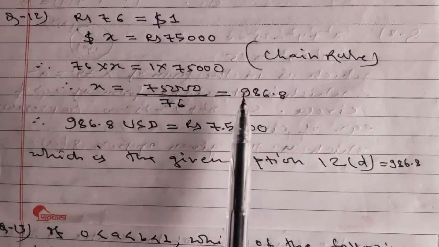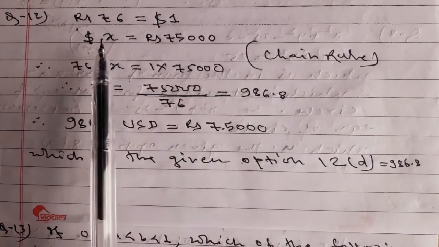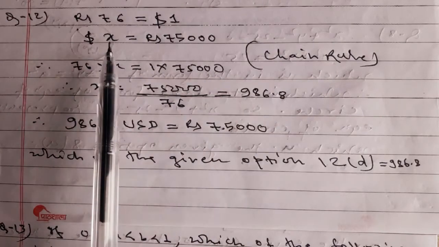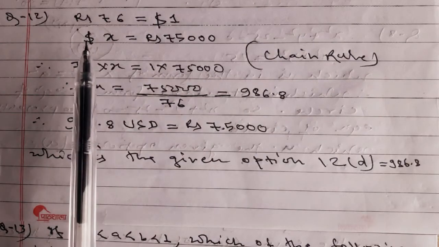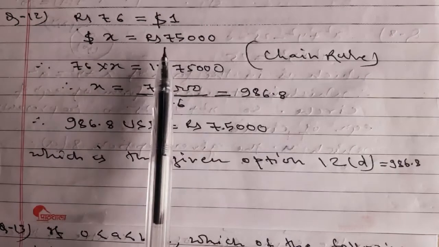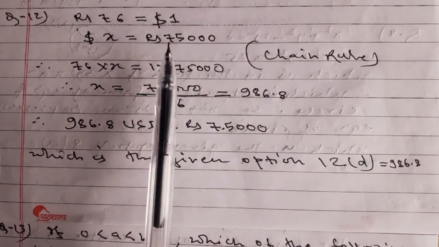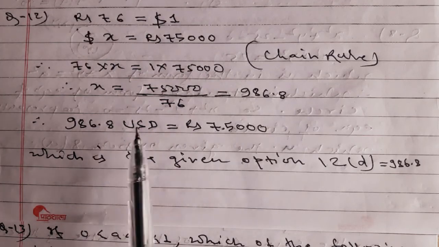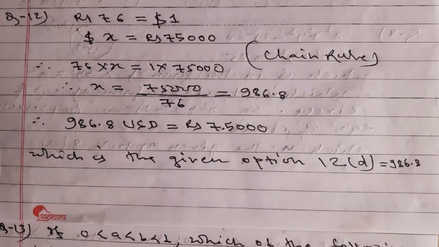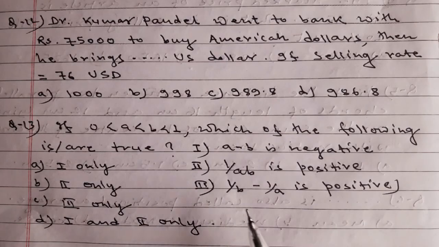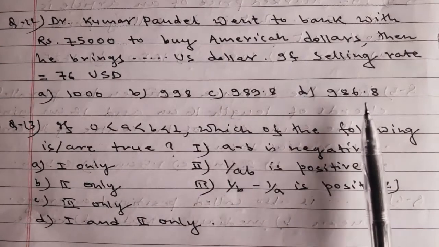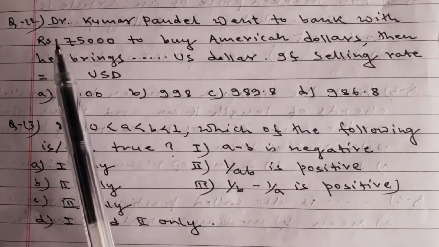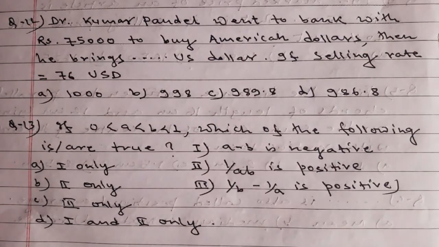X means $986.8. So the value of x is $986.8. $986.8 is equal to rupees 75,000. So the value of rupees 75,000 is equal to 986.8 USD, which is the given option 12D, 986.8. So D is the right option, so we have to circle 12D. Now let's go to question number 13.